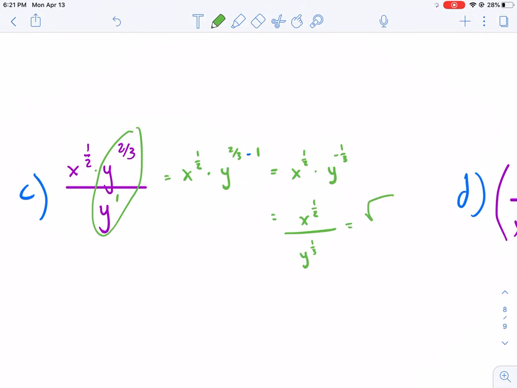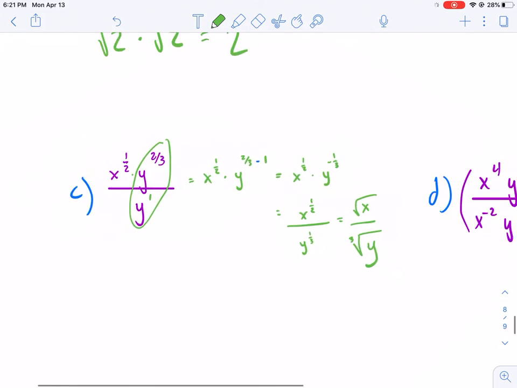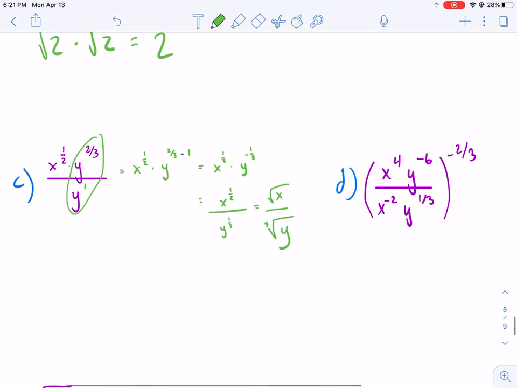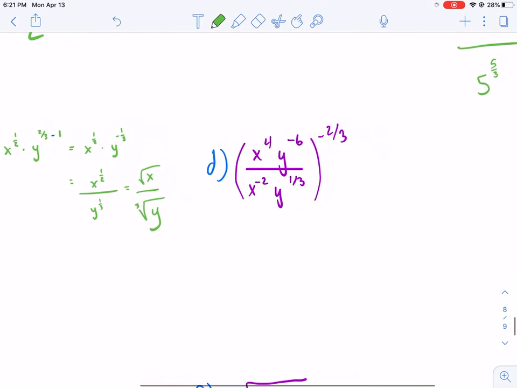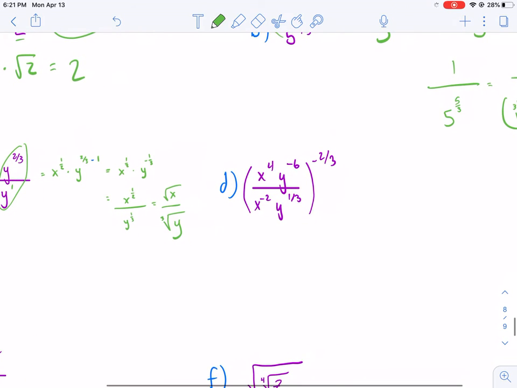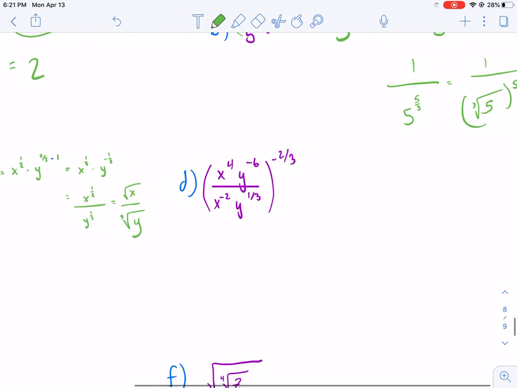That could also be expressed as the square root of x over the cube root of y. That one probably looks a little bit better to you guys, and I would not disagree, but x to the 1/2 and y to the 1/3 are the same thing.